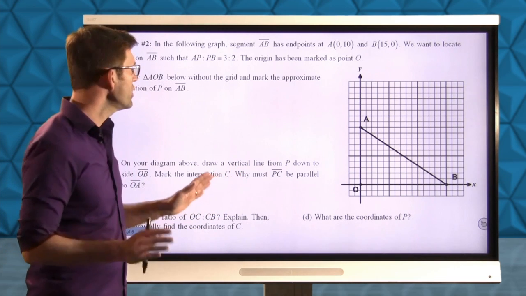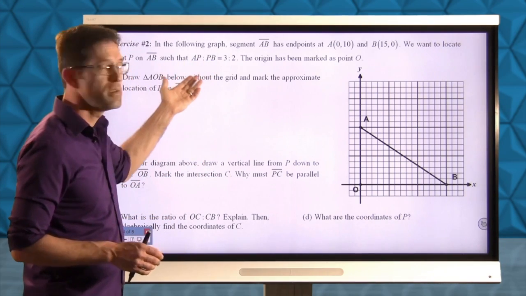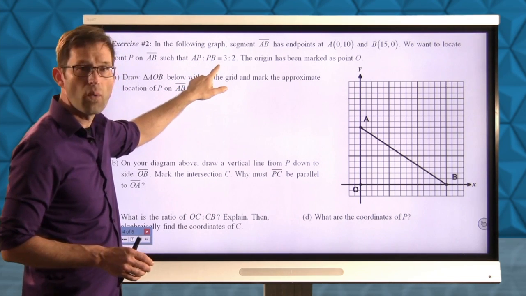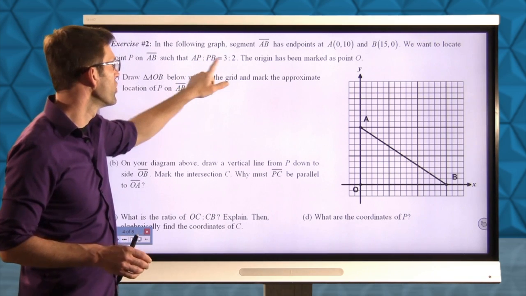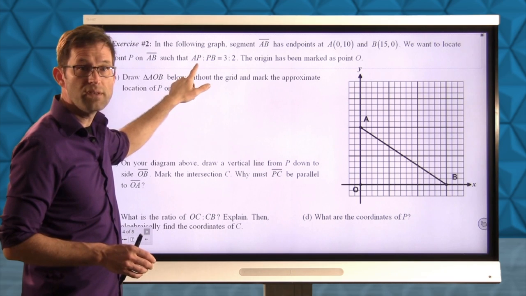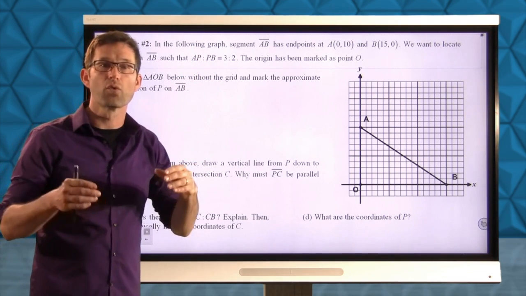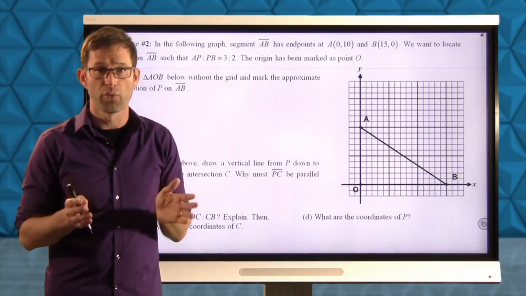Okay, and again, so that you understand this, the idea is that wherever P is located, the length of AP and the length of PB are always in a ratio of 3 to 2. That could be that AP is 3 and PB is 2. It could be that AP is 6 and PB is 4. Or it could be 9 and 6, right? It can be a variety of different ratios that when reduced become 3 to 2.